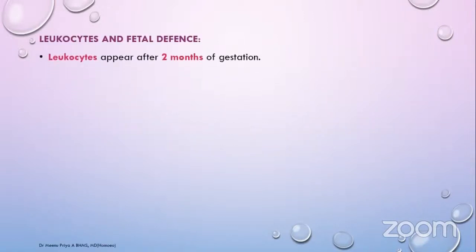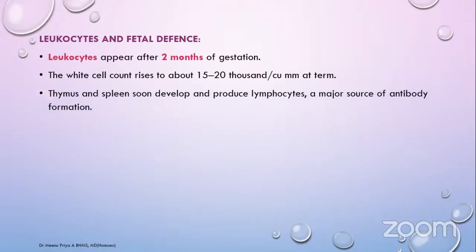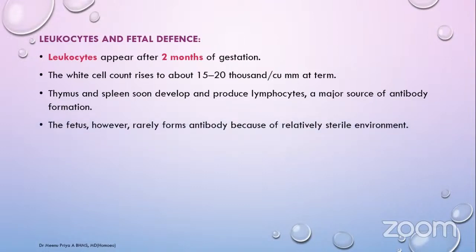Leukocytes: WBCs appear after 2 months of gestation, and the white cell count rises to about 20,000 per cubic mm at term. The thymus and spleen soon develop and produce lymphocytes, and they become the major source of antibody formation.